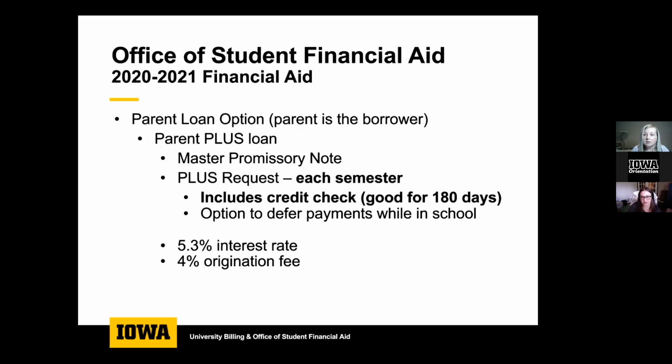On the PLUS loan application, parents do have the option to defer payments on this loan while their student is in school. However, keep in mind, if you do choose this option, the interest will be accruing. The interest rate on the PLUS loan this upcoming year is fixed at 5.3%, which is also down from this previous year. When deciding how much to apply for, you'll also want to consider that the Department of Education does have a 4% origination fee that they take off the top of the loan each semester. So just be aware of that when you are planning on how much you do need to take.